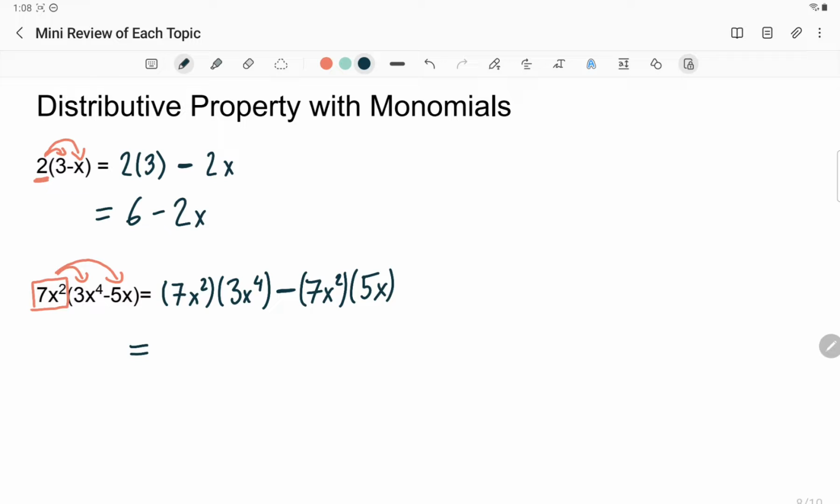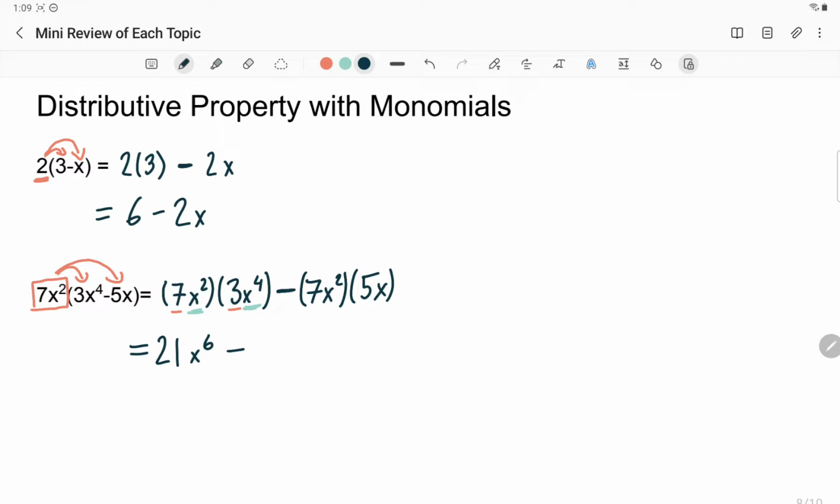Then we have to apply our exponent rules and ideas for multiplying monomials. For multiplying monomials, take a look at the number in front of the variables. So 7 times 3 is going to give you 21. Next, take a look at your actual exponents and variables. So you have x's, so they can be combined: x squared times x to the 4. We're multiplying things with the same base, so you add the exponents. You'll have 2 plus 4, which is 6.